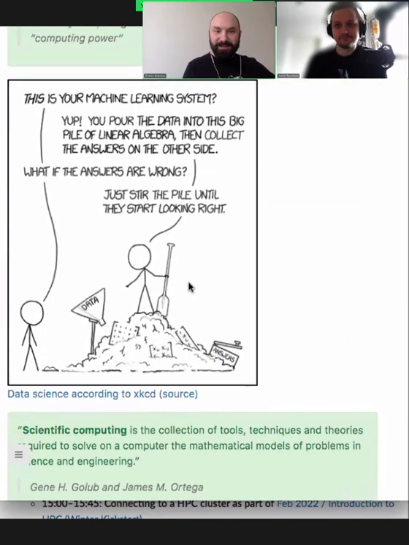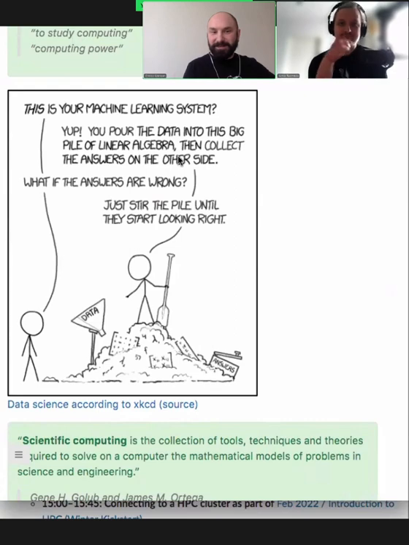There is this funny XKCD comic. It is about machine learning. The guy says, this is your machine learning system. You put the data here, there are some formulas, and then some output comes out. And what if the answers are wrong? You just stir it. You can replace machine learning with any method used in any scientific field, and basically that's it. Or at least that's the first approach.